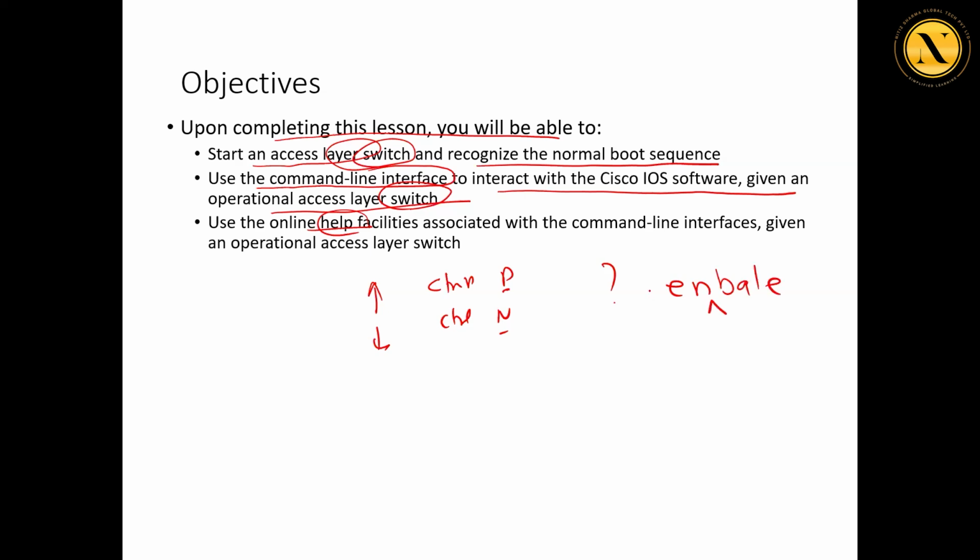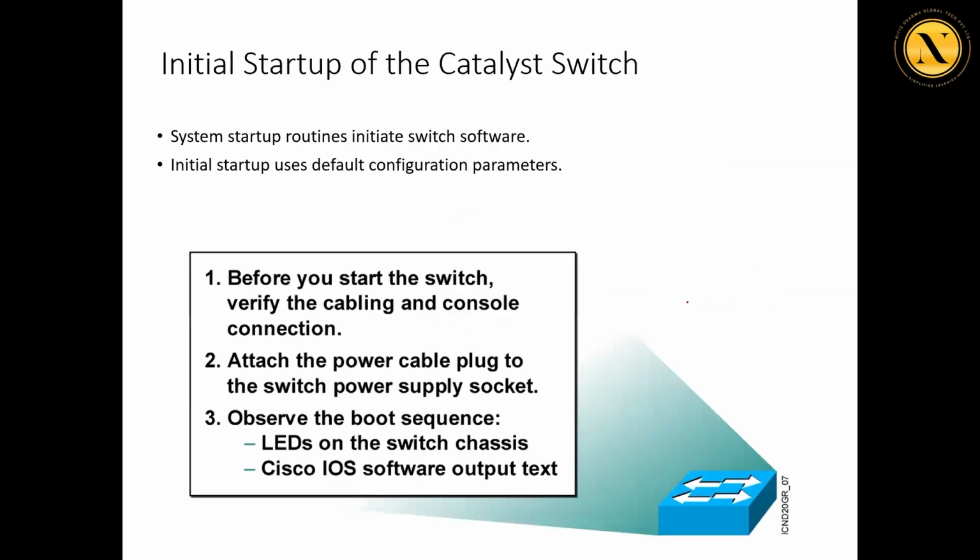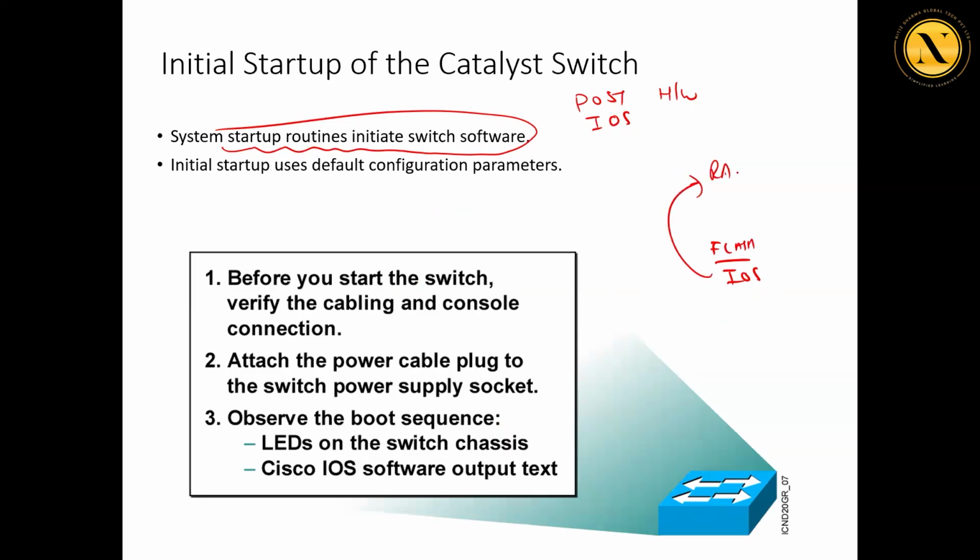Here's the problem, right? Enable, not ENBLE, but here some command is not correct. All this is help. System startup routines initiate switch off software means what? First, it will do POST, means hardware check. Then it requires IOS, which is normally stored inside the flash, which it picks up and loads in the RAM. And then it goes to the NVRAM.